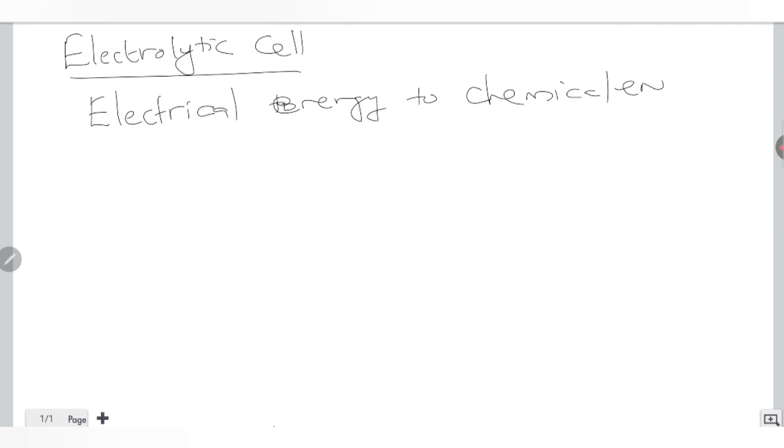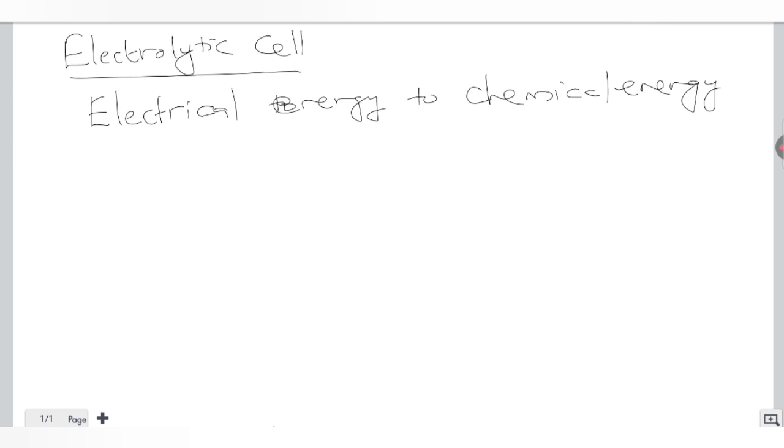Okay, electrolytic cell. In an electrolytic cell, the energy change is from electrical energy to what? Chemical. Electrical energy to chemical energy. So we all know this one. It's a cell in which electrical energy changes to chemical energy. The reactions are not spontaneous. That is the reason why we are using a battery to start the reaction.